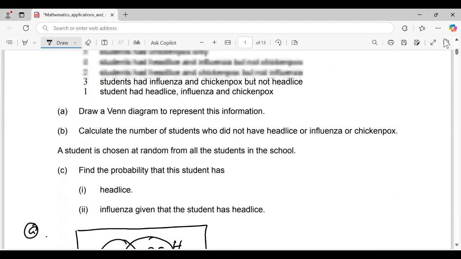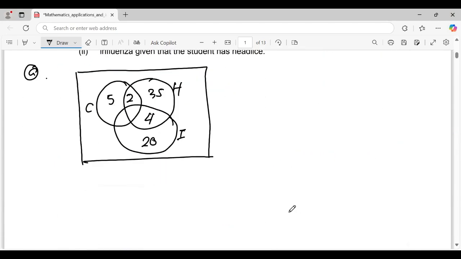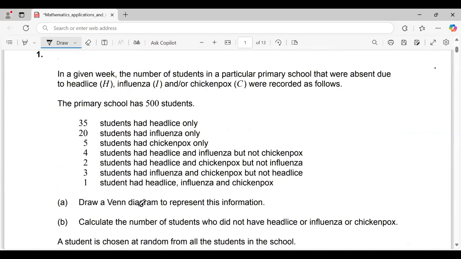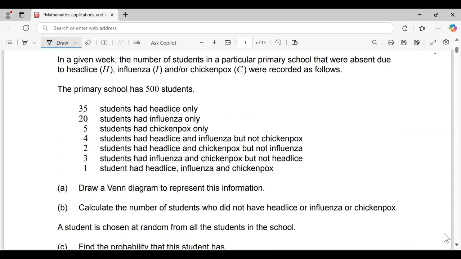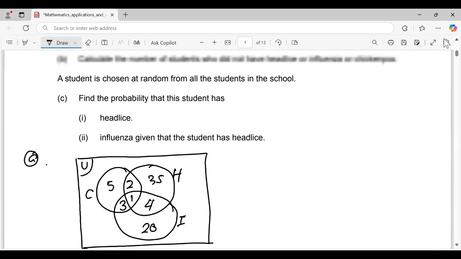What else? 3 students had influenza and chickenpox, but not lice. Okay, chickenpox and influenza, but not lice, 3. 1 student had lice, influenza, and chickenpox, so 1 here. Okay, this is the universe. Next question.